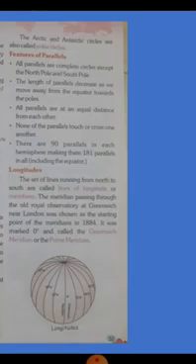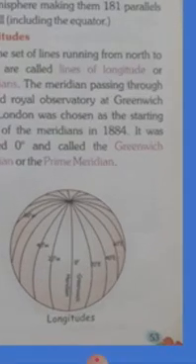Then what are longitudes? Longitudes are also imaginary lines that run from north to south. Look at the picture given on page number 53, the last picture, where the longitudes are shown. These are the vertical lines, not horizontal lines, vertical lines that run from north to south. These are called the longitudes. The set of lines running from north to south are called lines of longitude or meridians. They are otherwise known as meridians.